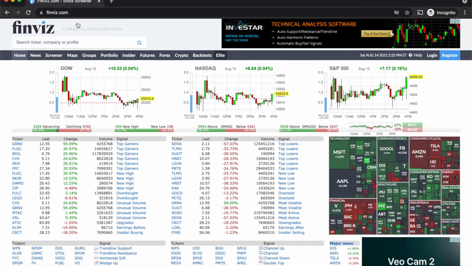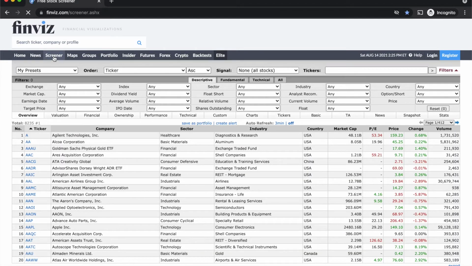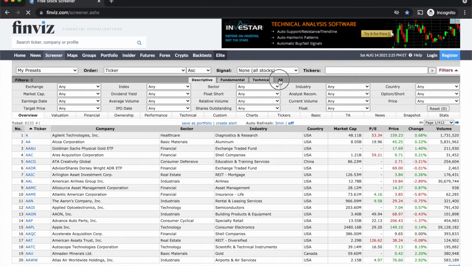In order to do that, first you click on the screener button here, and this will take you to the screener on the Finviz platform. So this is the screener, and here I like going on to the all tab.